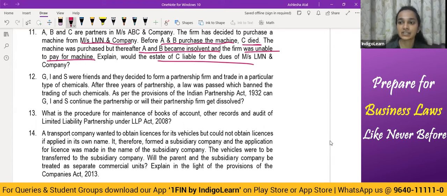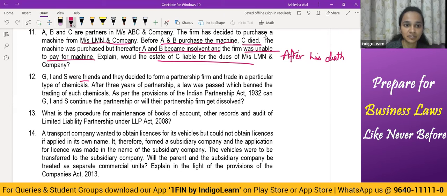Now, here in the situation, we are talking of the liability of the estate of a deceased partner. Applying the provisions of the Indian Partnership Act, we know that the estate of a deceased partner would not be liable for any of the acts which are done after his death. So in this situation as well, Mr. C's estate would not be liable for the dues of Messrs. LMN and Company. Let's move on to the next question.